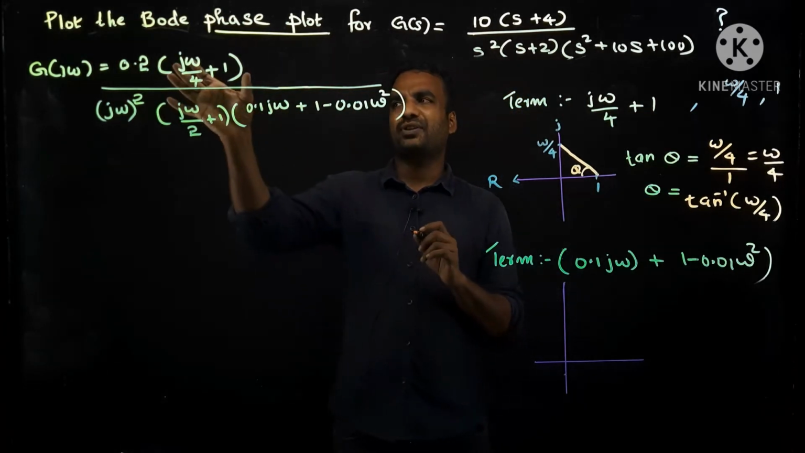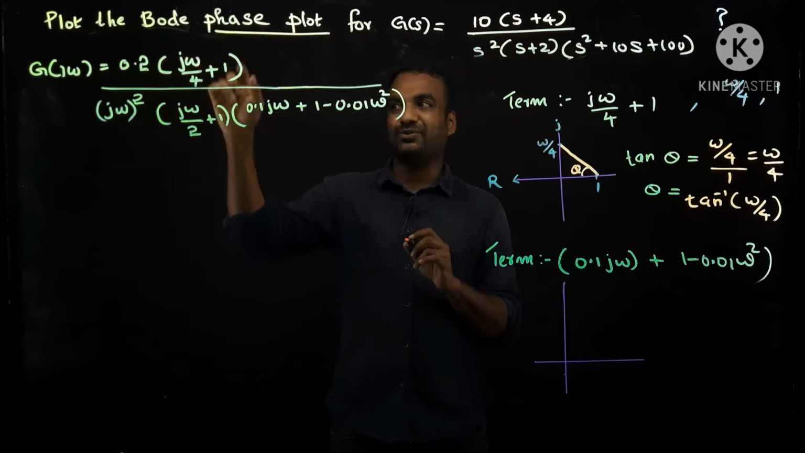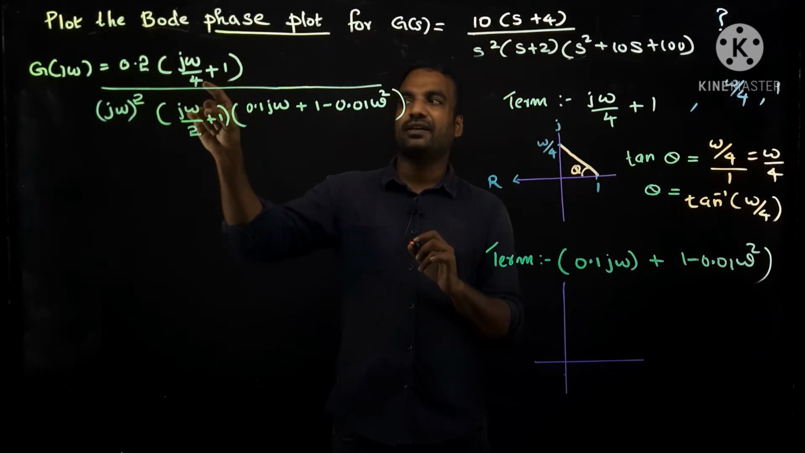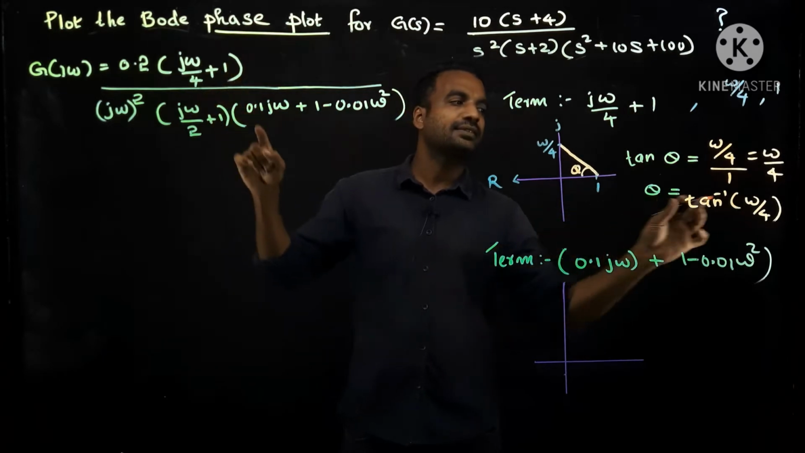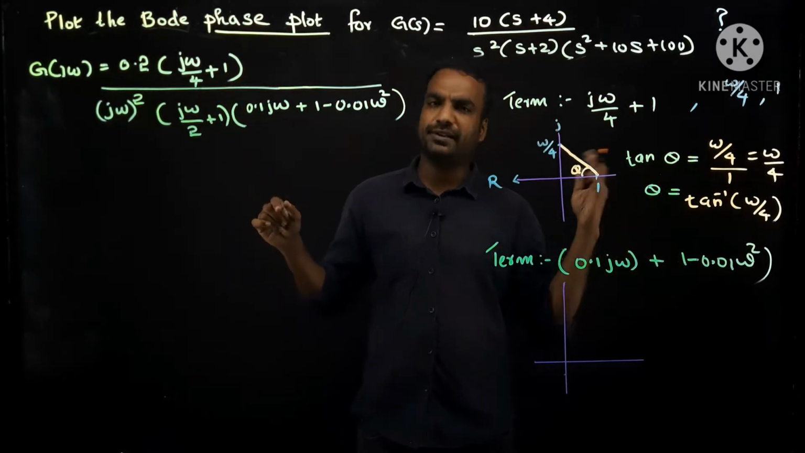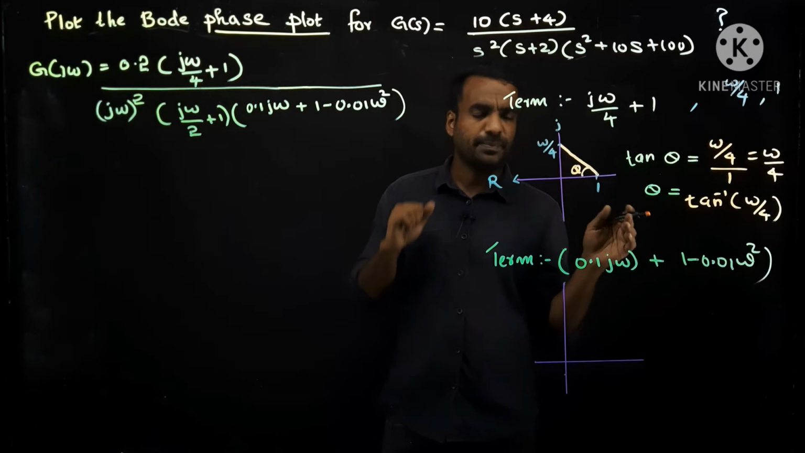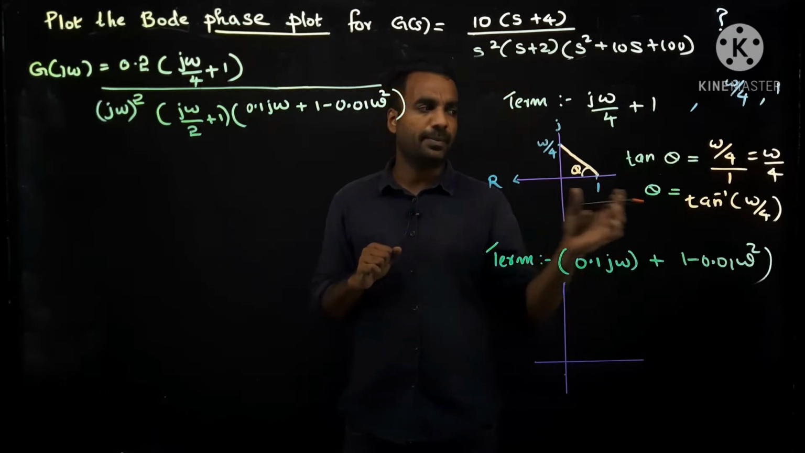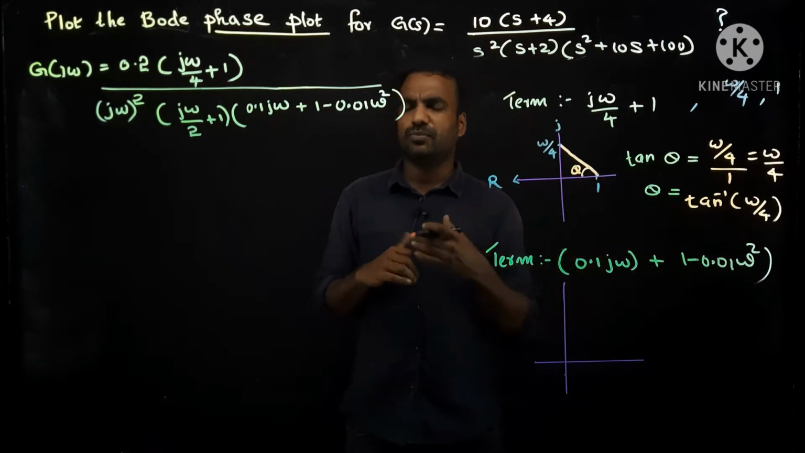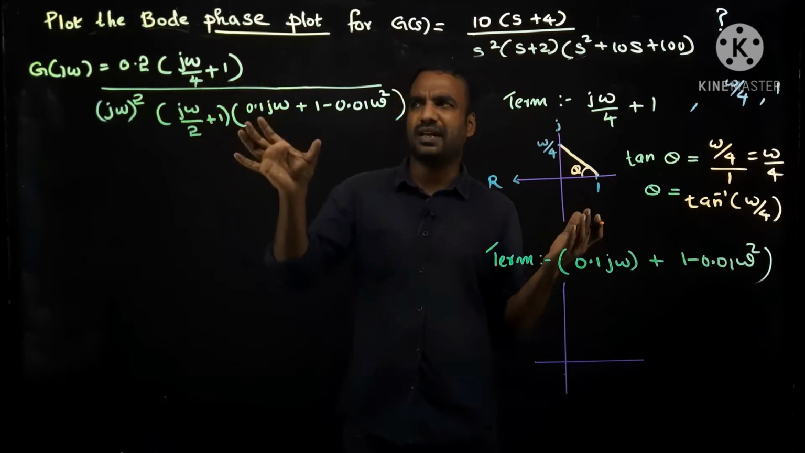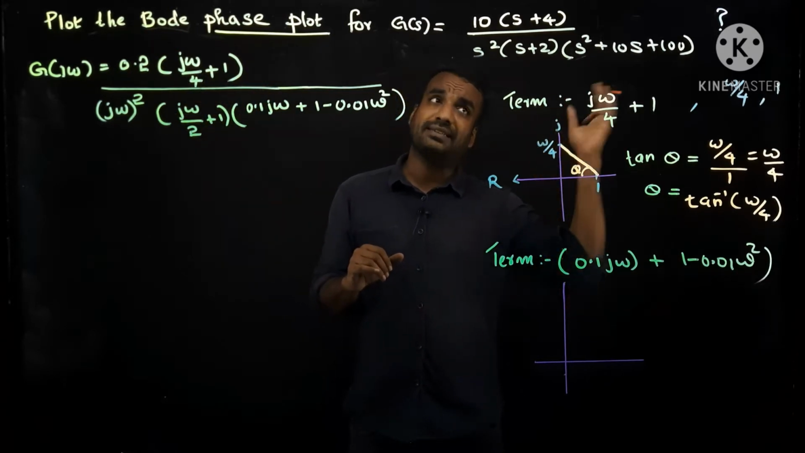What was the actual term? In the first question it was s plus 4. In that sense, it is omega by 4. That is also applicable. In the previous lecture, we may have done it like that. So both are the same, whether taking from the standard form or from the unstandard form like this.